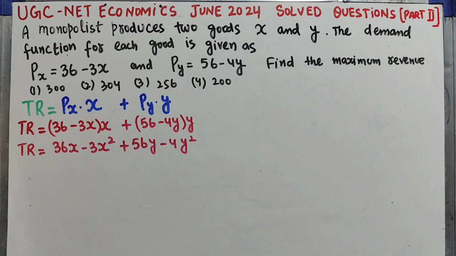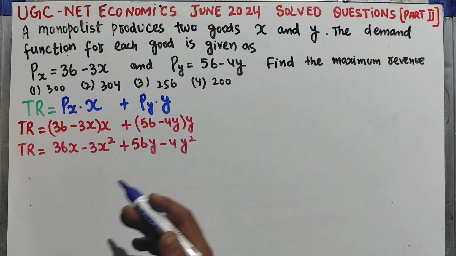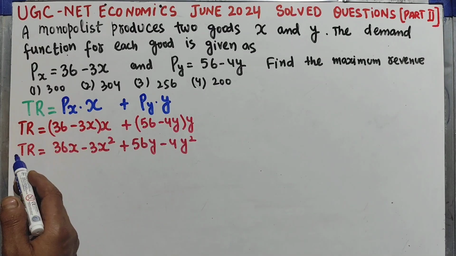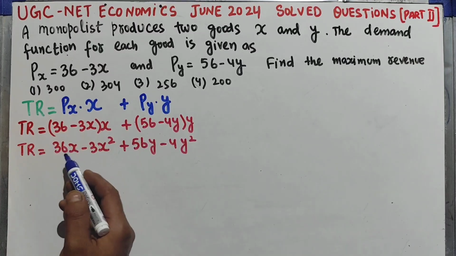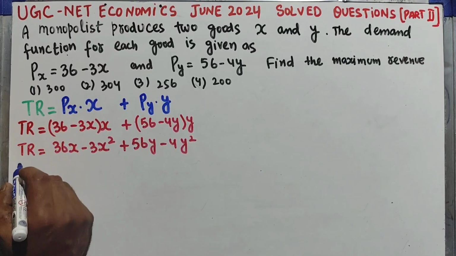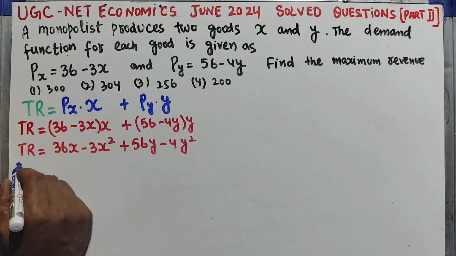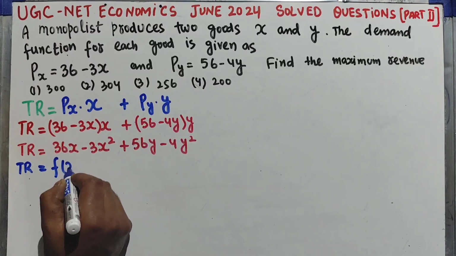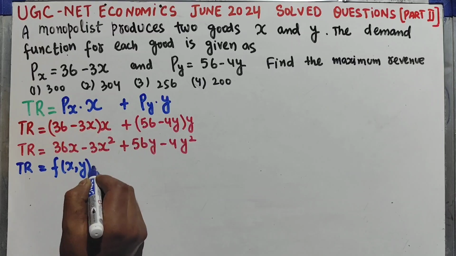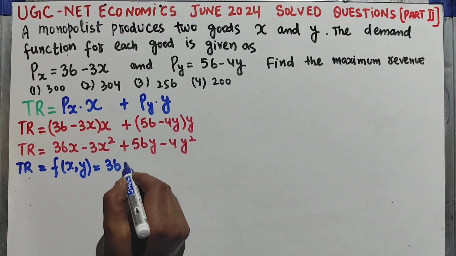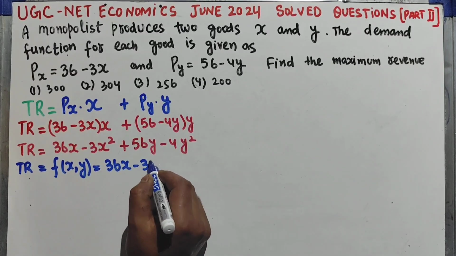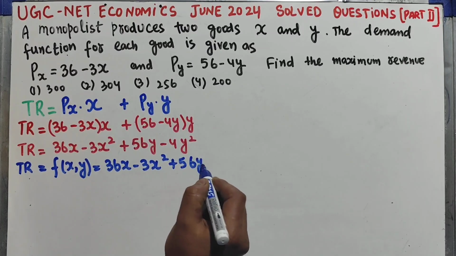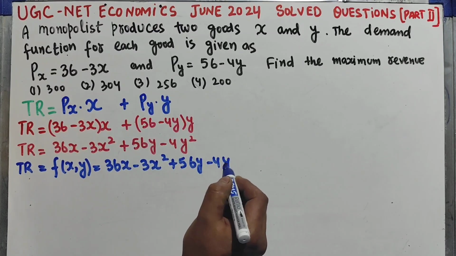So how do we calculate the maximum total revenue, since we have the two variables here? Okay, so let me write total revenue is a function of two goods, that is f of xy, which is equal to 36x minus 3x square plus 56y minus 4y square.